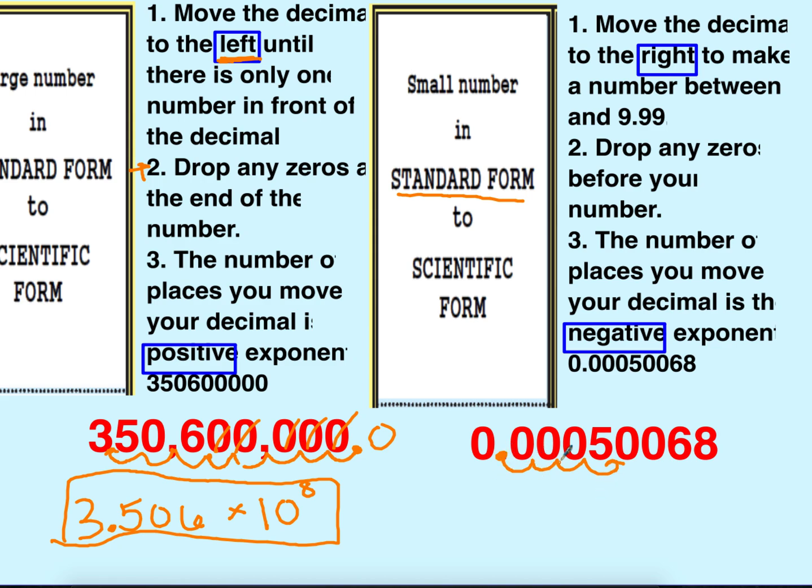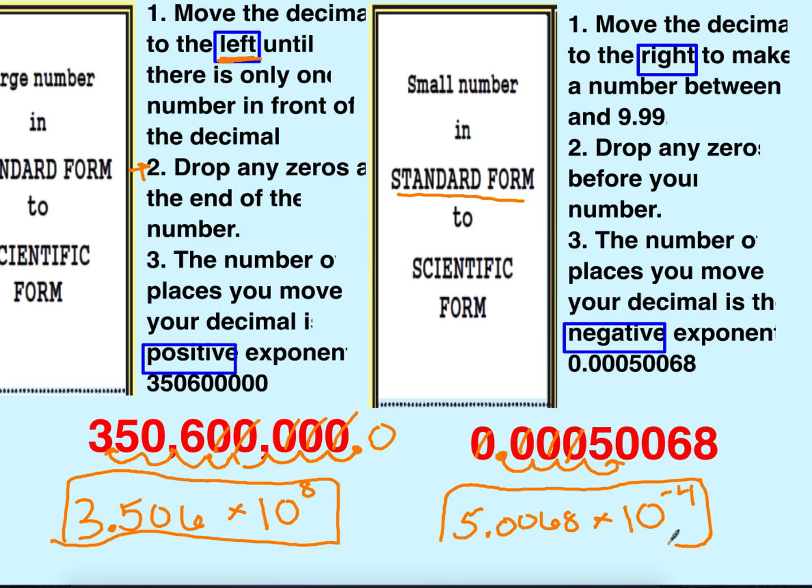I moved it over 1, 2, 3, 4. So I'm going to write what I have here. I have 5.0068. Okay. I need to drop any zeros before my number. So I can drop this 0, this 0, this 0, this 0. We don't need to write the zeros in front of here. And then that's going to be times 10 to the negative exponent of how many I moved. I moved 4. So that's 10 to the negative 4.